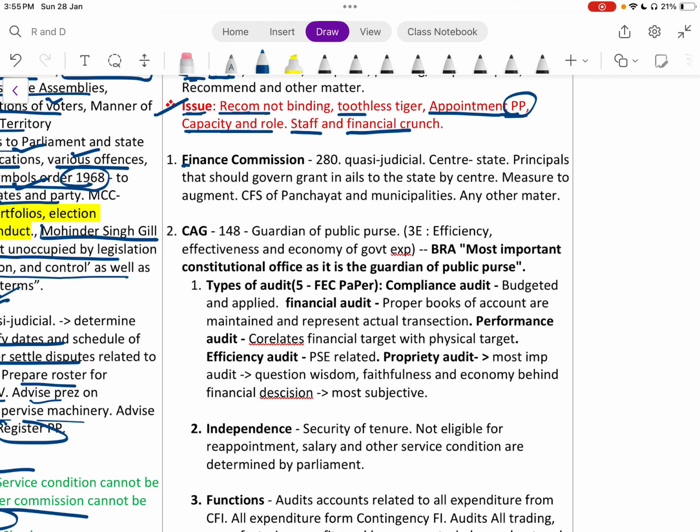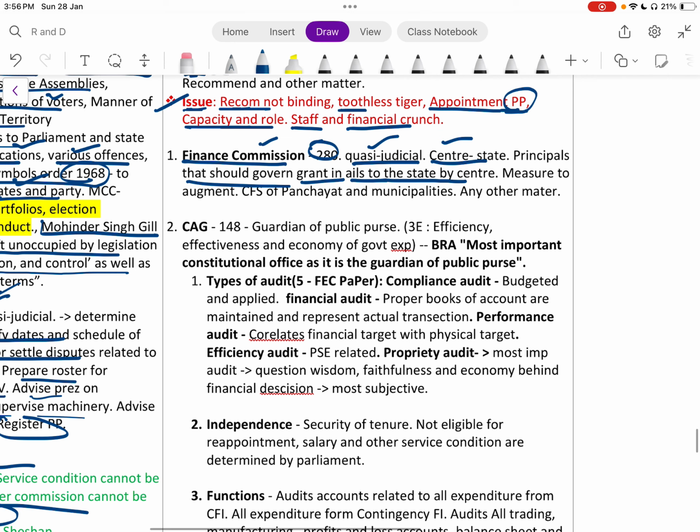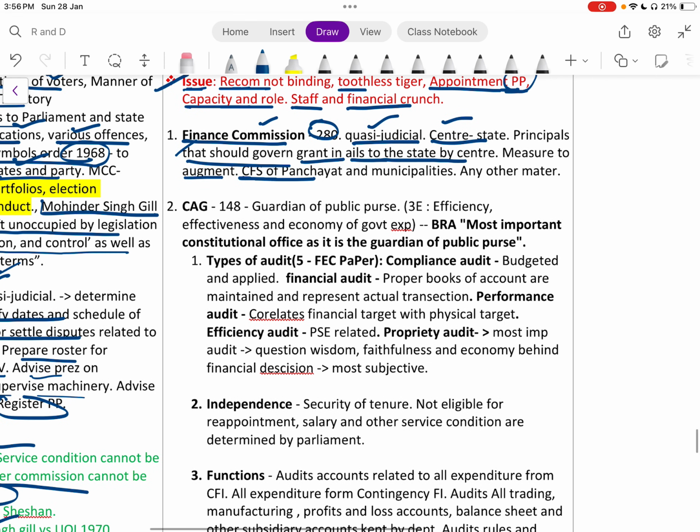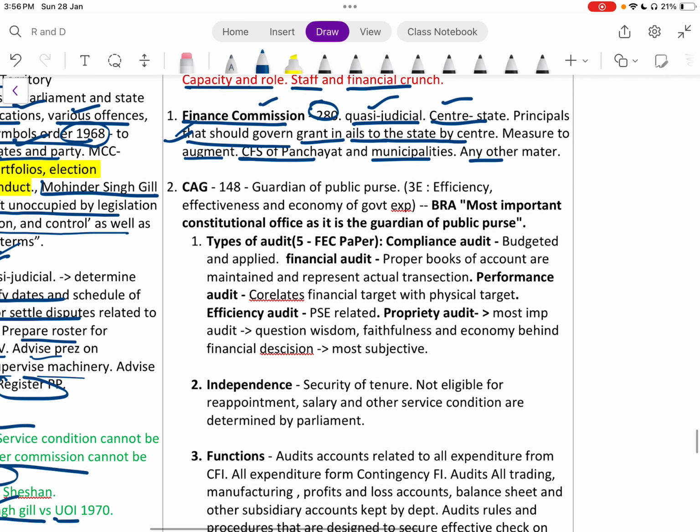Okay. Finance Commission is under Article 280. Quasi-judicial, yes. Centre-state, yes. Principles that should govern the grant-in-aid of the states by the centre. Measures to augment the resources of the states. Okay, principles and then other matters. These are the functions of the Finance Commission.